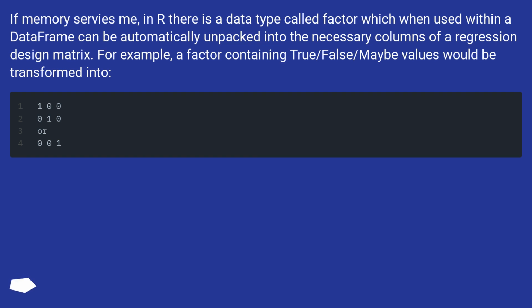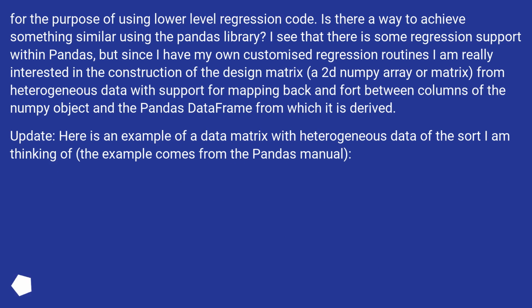For example, a factor containing true/false/maybe values would be transformed into indicator columns for the purpose of using lower-level regression code. Is there a way to achieve something similar using the Pandas library?